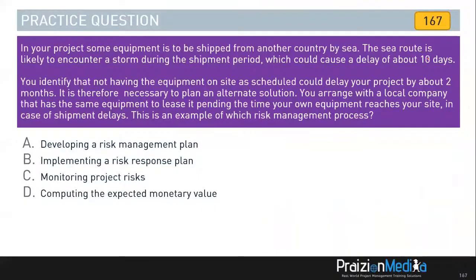Moving on. In your project, some equipment is to be shipped from another country by sea. The sea route is likely to encounter a storm during the shipment period, which could cause a delay of about 10 days. You identify that not having the equipment on site as scheduled could delay your project by about 2 months. It is therefore necessary to plan an alternate solution. You arrange with a local company that has the same equipment to lease it, pending the time your own equipment reaches your site in case of shipment delays. This is an example of which risk management process?